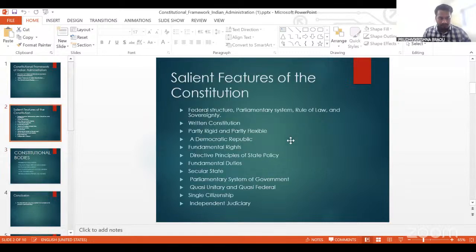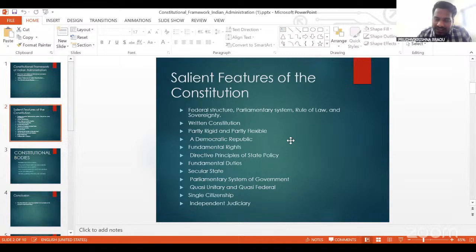Coming to some of the salient features of the Indian Constitution. After independence, India framed its own constitution. This constitution reflects the shape, scope, locus, and focus of the government in the form of various provisions, which are seen on the screen. Why are these features necessary? Because of the smooth and effective governance of the affairs of the state. State means a country.